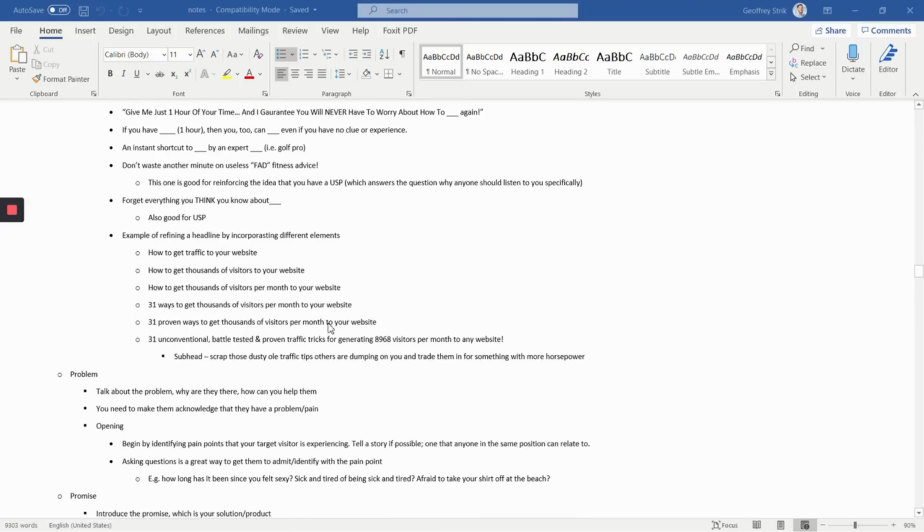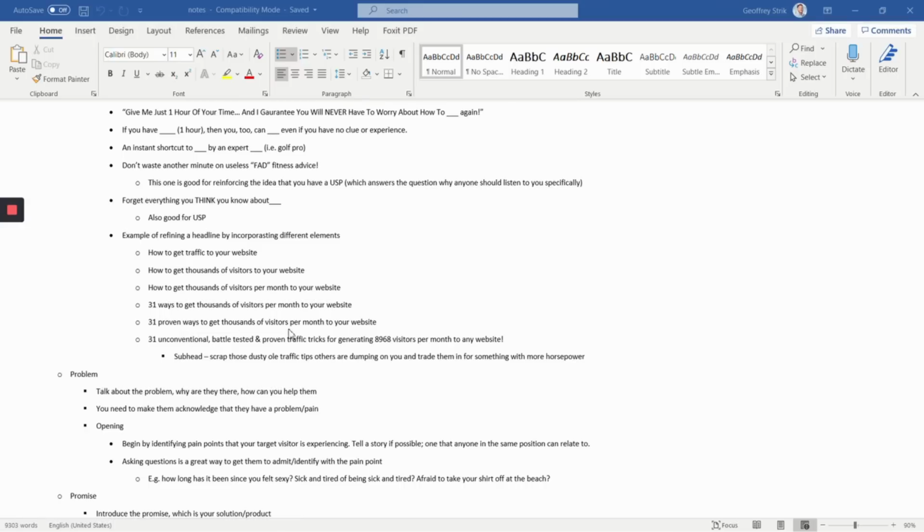Example of refining a headline by incorporating different elements: how to get traffic to your website, how to get thousands of visitors. So this is basically adding in specificity. So rather than just traffic, it's thousands of visitors to your website. How to get thousands of visitors per month. So adding a time frame. So specificity, time frame: 31 ways to get thousands of visitors per month to your website. Once again, adding more specificity, like actually saying how many ways, how many people, in what amount of time to get results.